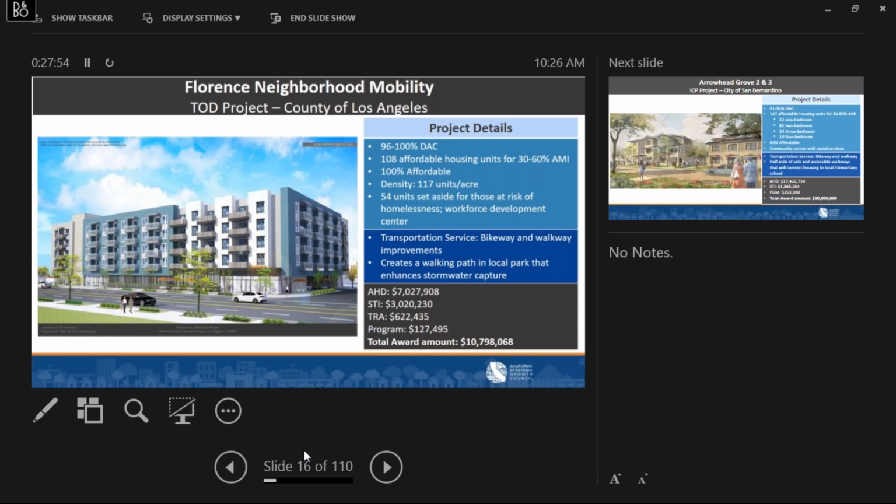It also contains a workforce development center. And the transportation services included in the application were extensive bikeway and walkway improvements through the project area. And they also created a walking path in a local park to enhance stormwater capture, which is a great component. This project received around $7 million for the affordable housing component, roughly $3 million for the transportation infrastructure, $600,000 for the transportation-related amenities, and roughly $127 thousand for program costs.